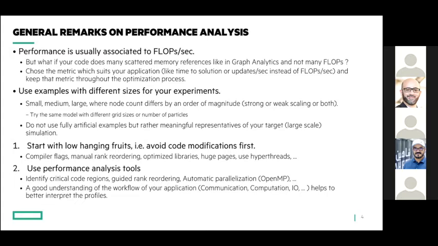In general, start with low-hanging fruits. So start with compiler flags, manual rank reordering to optimize all-node communication, optimized libraries, obviously huge pages, play with the ratio of MPI ranks to OpenMP ranks, and so on. And then, if you really used up all these resources, consider a performance analysis tool to identify critical code regions, guided rank reordering, and so on.